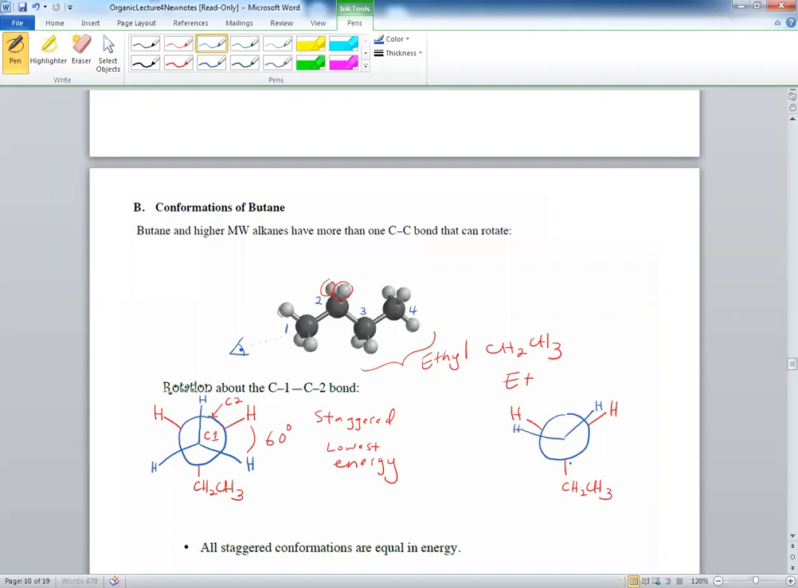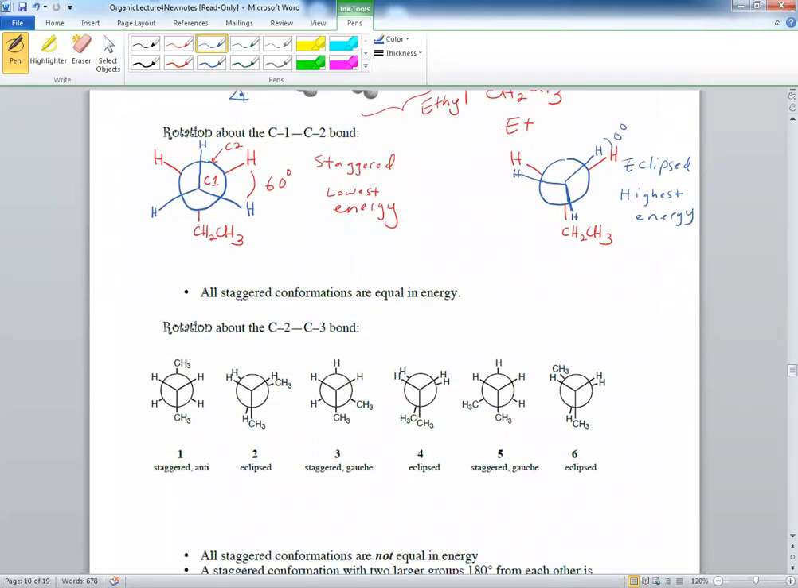Right there. Again, not the best picture. It's because this software is not really helping me draw it, but you can see that this is eclipsed. So the angle here is 0. And this is eclipsed. And that would be the highest energy due to the torsional strain.